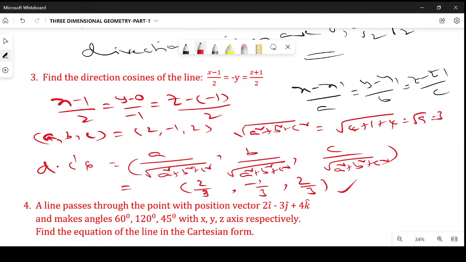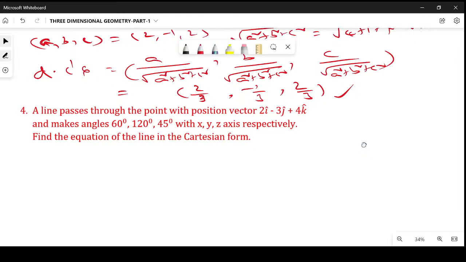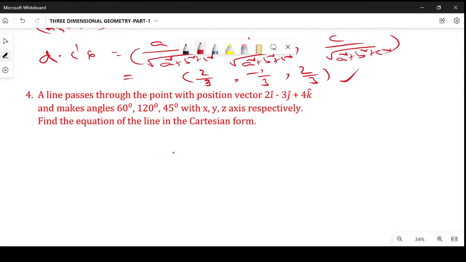Coming to the fourth one now. A line passes through the point with position vector and makes angles 60, 120, 45 with x, y, z respectively. Find the equation of the line in Cartesian form. They are saying it passes through the point 2, minus 1, 4.